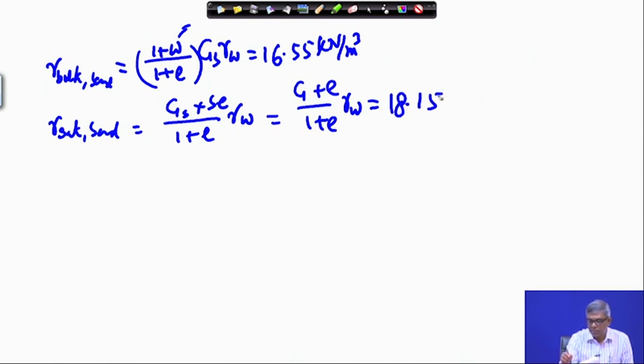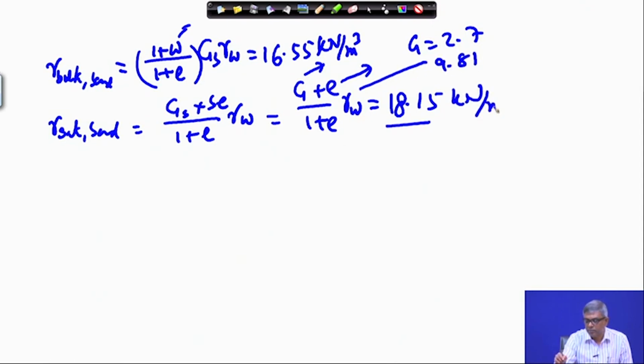18.15. So, if I put G, we can take 2.7, and E value is given, and gamma W is 9.81. If I put these, then you will get 18 kilonewton per meter cube.